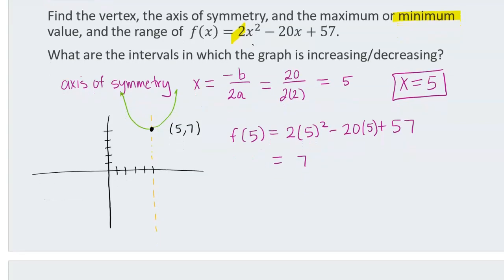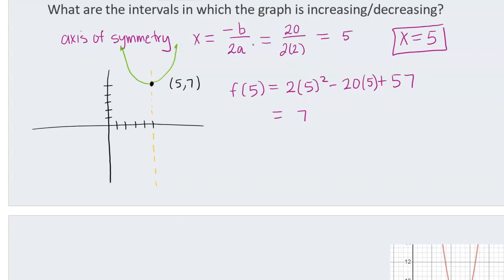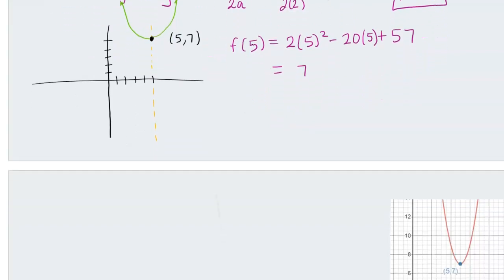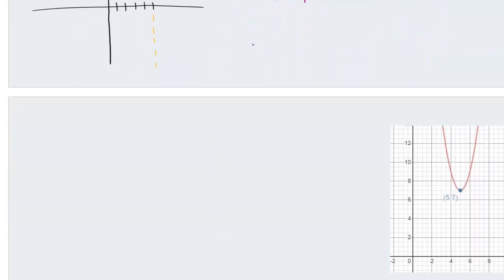The range for this graph is going to be, I think I've got a graph over here. Yeah, there's our graph from Desmos. The range is going to be from the lowest point in the graph going all the way up. So the range for this graph is going to be from 7 up to infinity. And we include the 7 because it's on the graph. These relate to the y values.